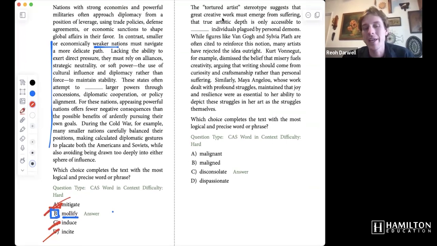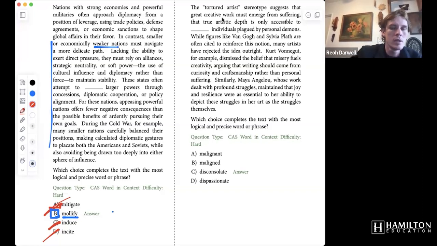So if you know what mitigate, induce, and incite mean, you should arrive at mollify, even if you don't exactly know what mollify means. But if you've been studying your vocab at all, this one's really pretty easy. It's exactly what the word means. It's always used in this context. This is how you see it in the real world. But if you're not trying to do that, then you might miss this one.